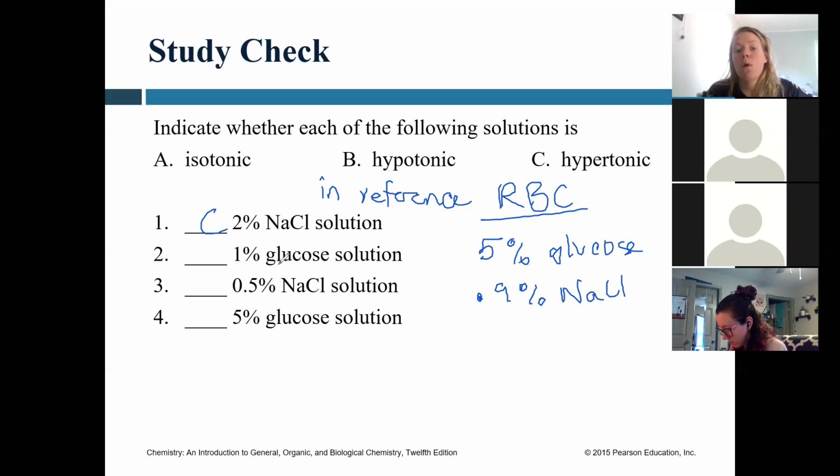What about this one here? We have a 1% glucose solution. We want to have 5% to keep it isotonic, but it's too low. So this is going to be a hypotonic solution, not enough sugar in the solution. If I have 0.5% NaCl, that is too low, right? I want it to be 0.9%, and it's only 0.5. So this is also a hypotonic solution. What if I have 5% glucose? That's the magic happy place for our blood cell. That's isotonic, so we're going to give that an A. That's where the water flowing in is equal and opposite to the water flowing out. So our cells would be happy there.